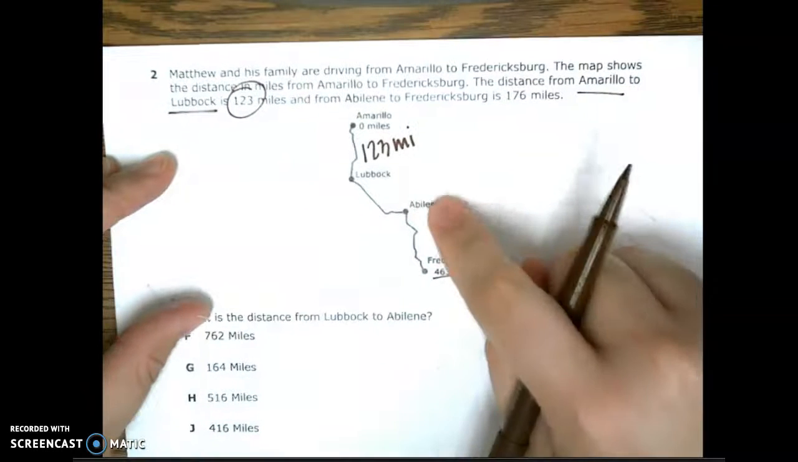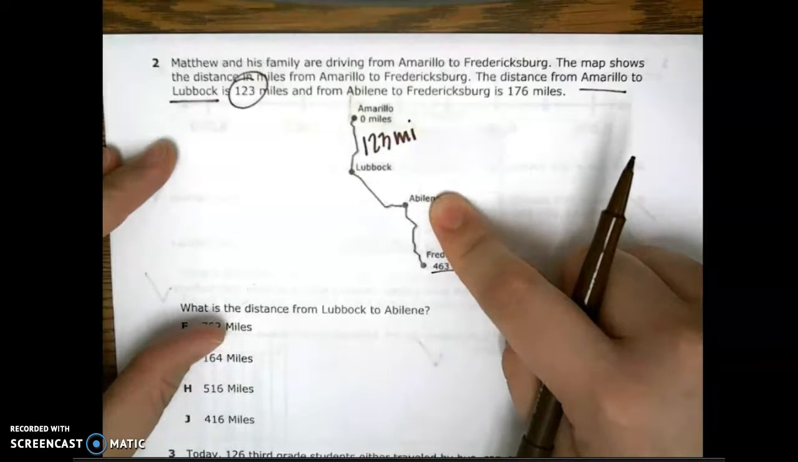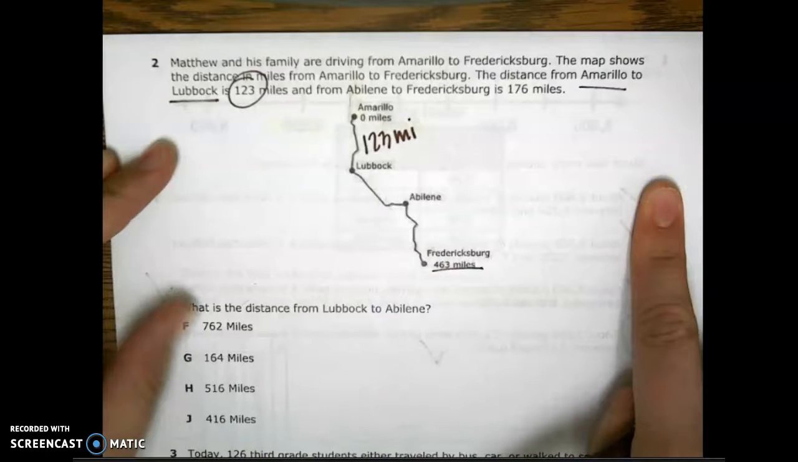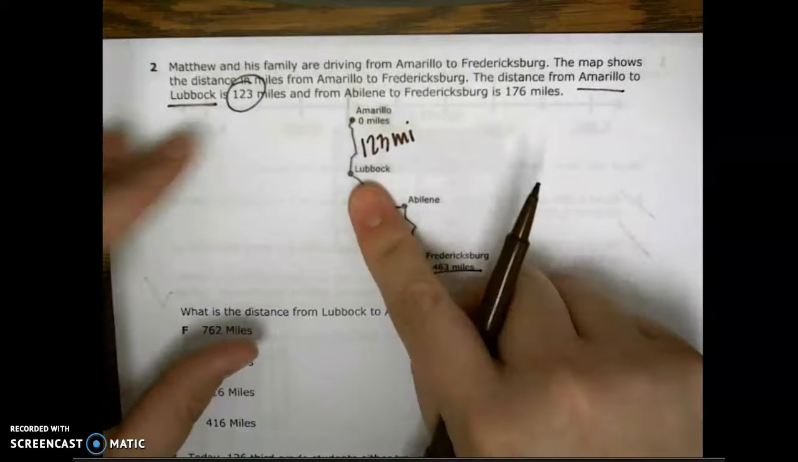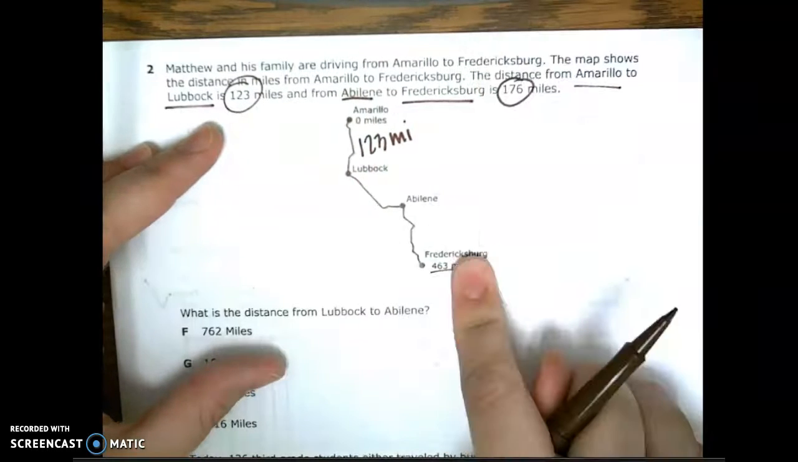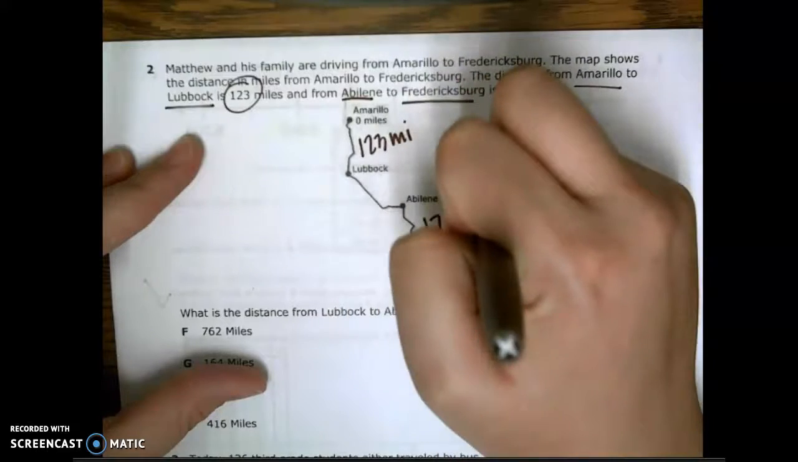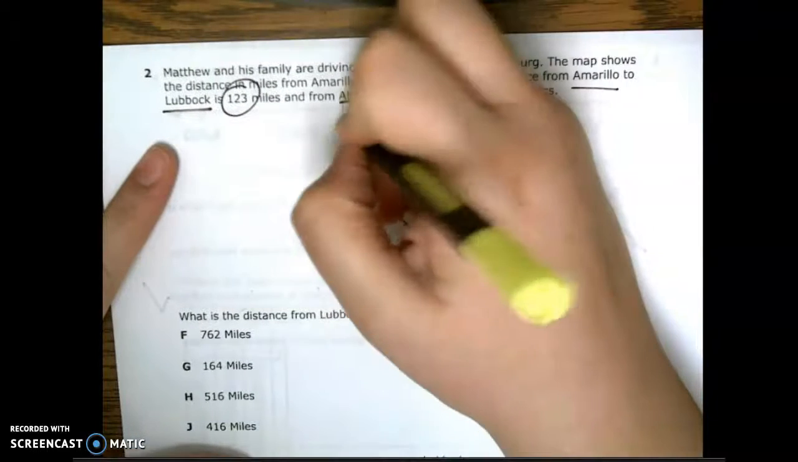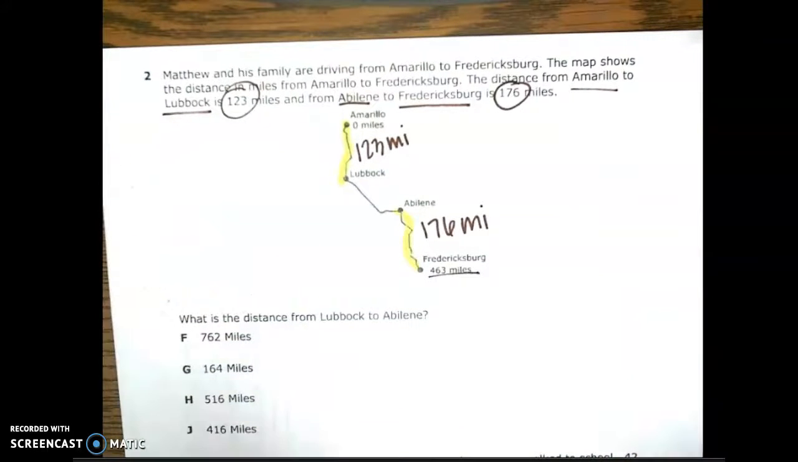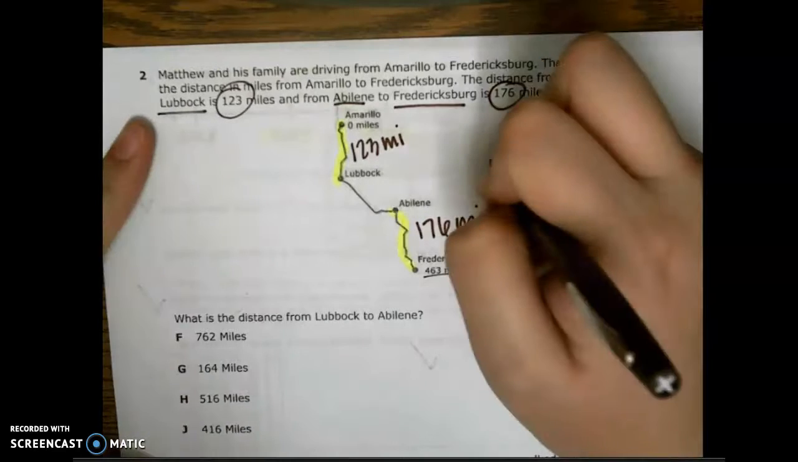If you did not draw a map or something like this on your paper, when you go back and make corrections, that is what I want you to do. It doesn't have to look exactly like this. Your map can just go straight across, kind of like what you saw in the review. And then the distance from Abilene to Fredericksburg is 176 miles. A problem like this, it's really important to make a strip diagram, so I'm going to do that.